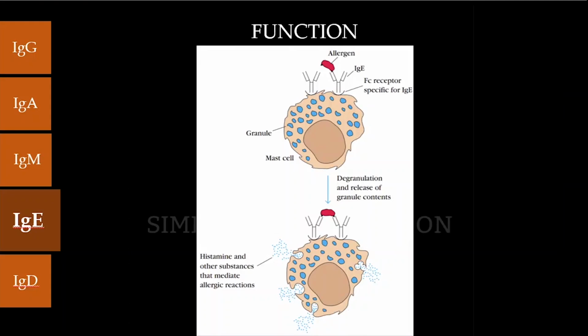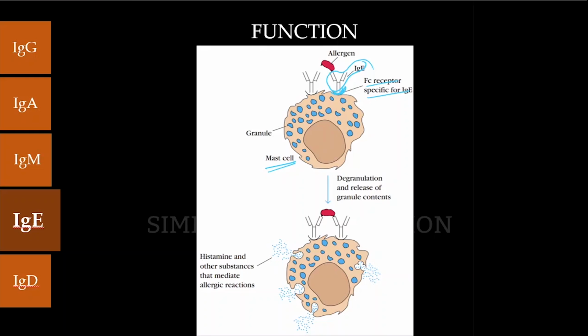Now let us talk about the function of IgE. IgE antibodies mediate hypersensitivity reactions that are responsible for asthma and anaphylactic shock. Here, this is the IgE molecule, and it is binding to the Fc receptors on the membrane of the mast cell. It can also bind to basophils.